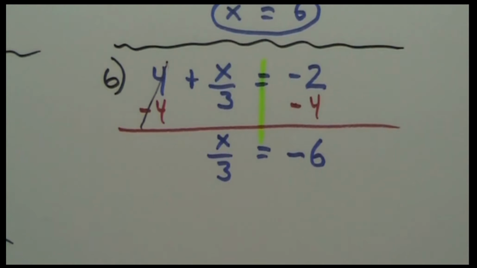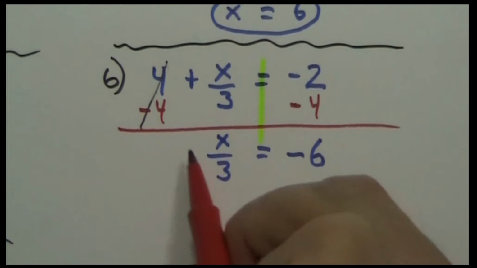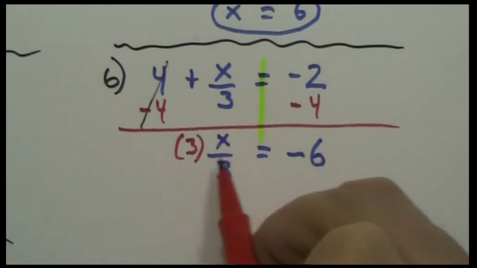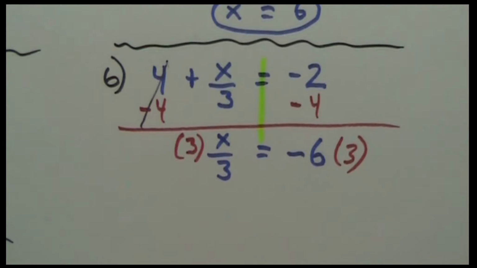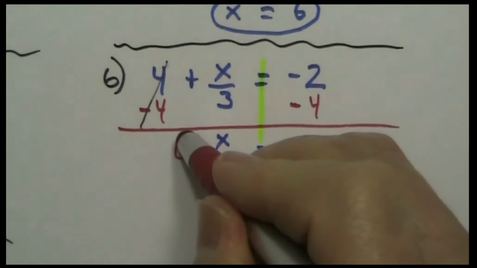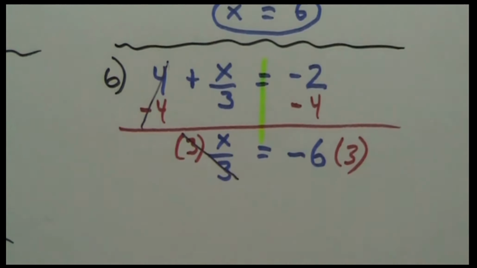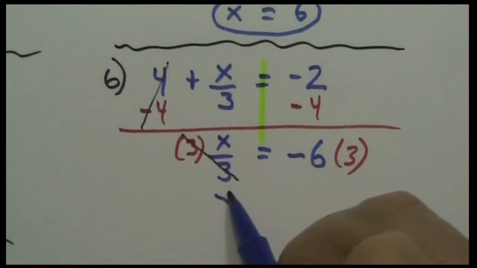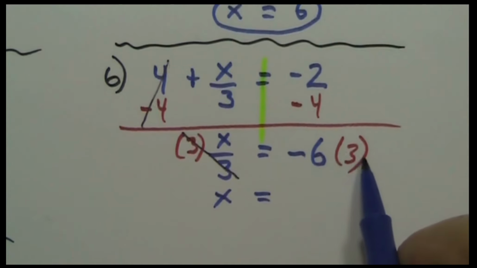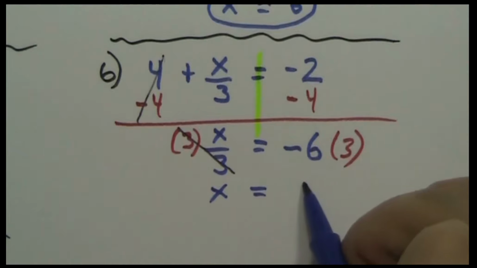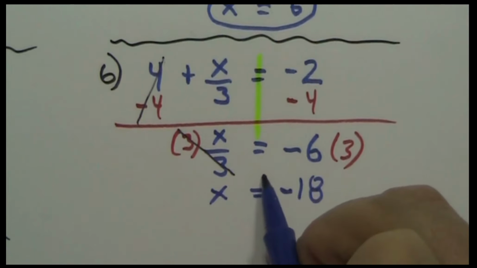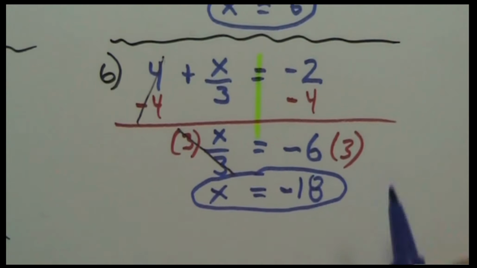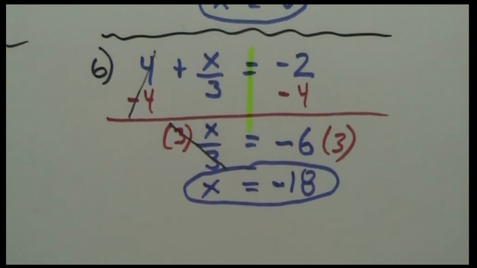Not here. All right, next I want to get rid of divide by 3, so I will multiply by 3. Both sides. And you can see that this reduces to 1x. 6 times 3 is 18. There's 1 negative. So there's your answer.